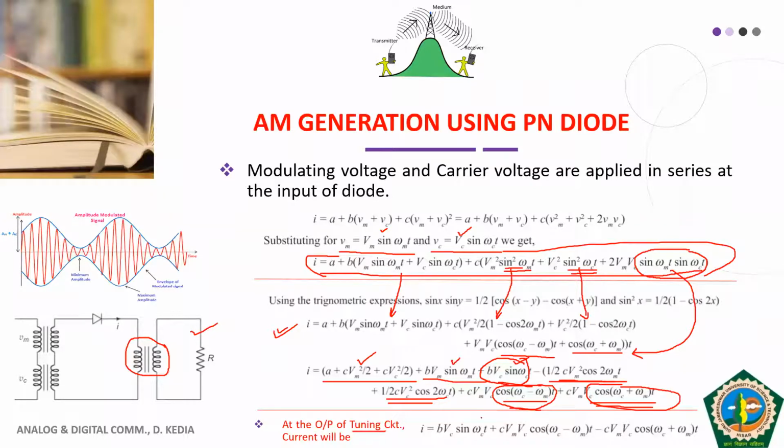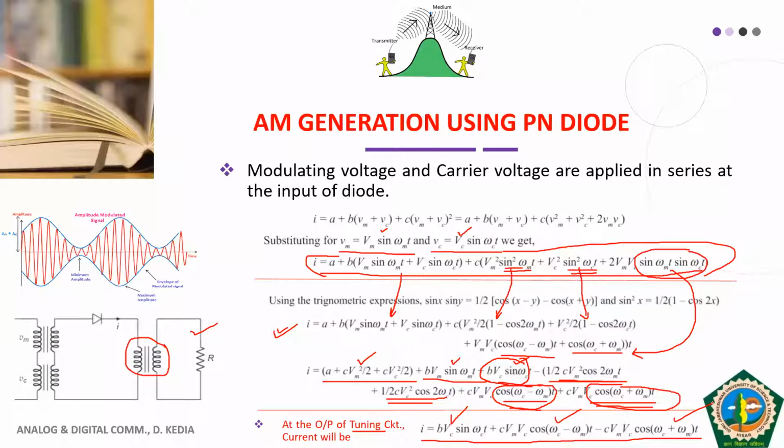By proper tuning, it is behaving like a filter. We can remove other components, and we are left with only the 3 components which are there in double sideband full carrier amplitude modulation, where we have the carrier part, the lower sideband, and the upper sideband. So this is all about amplitude modulated signal generation using a PN diode.